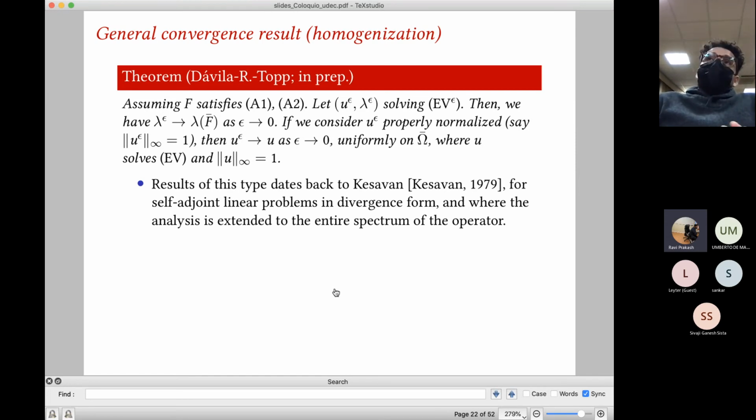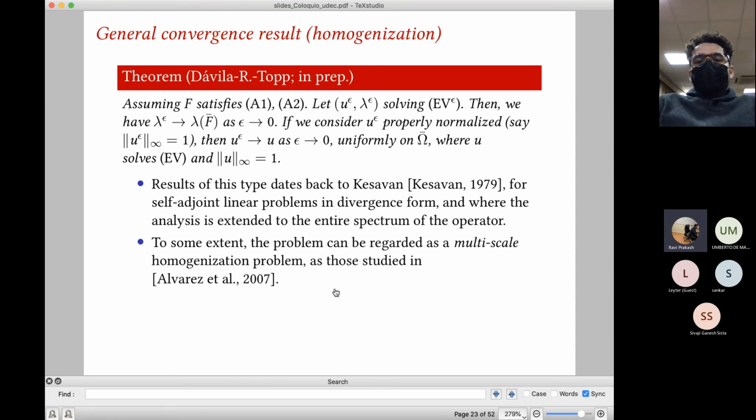As far as we know, results of this type date back to the work of Quesada, where the entire spectral decomposition of a self-adjoint linear operator is homogenized. In that paper, we have a convergence result for each of the eigenvalues of the operator, not only the principal one.